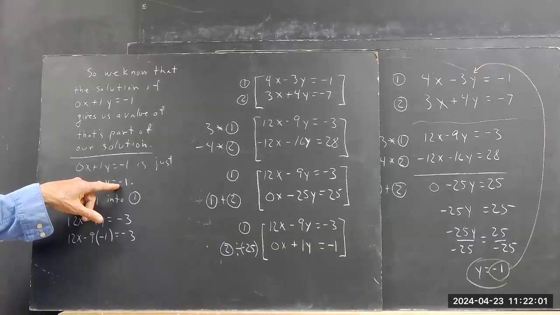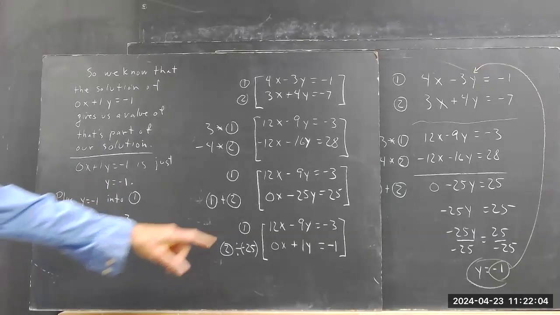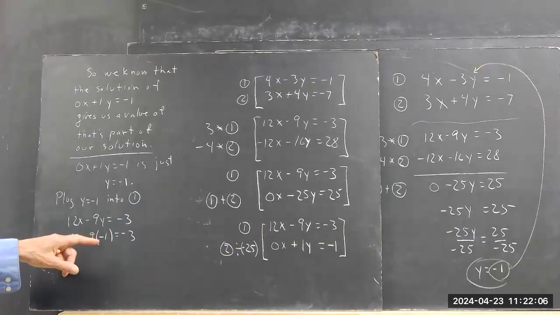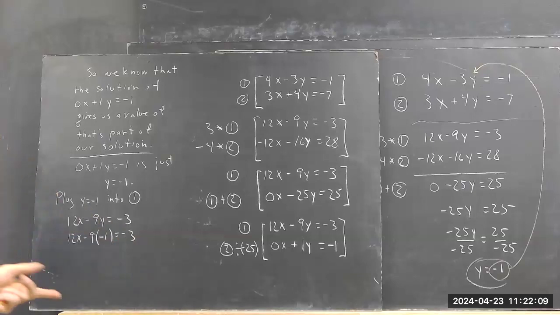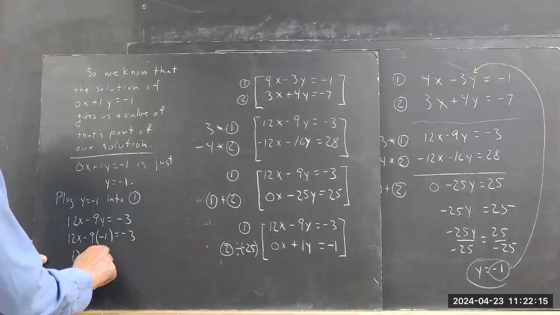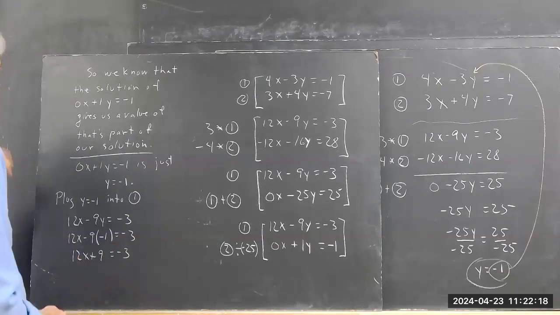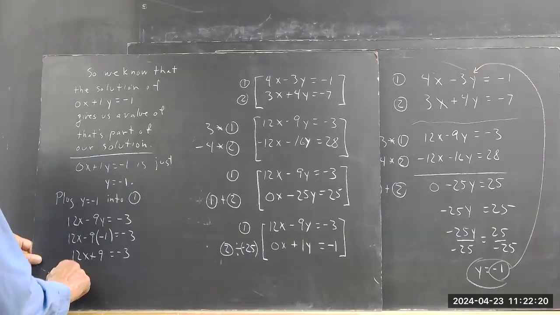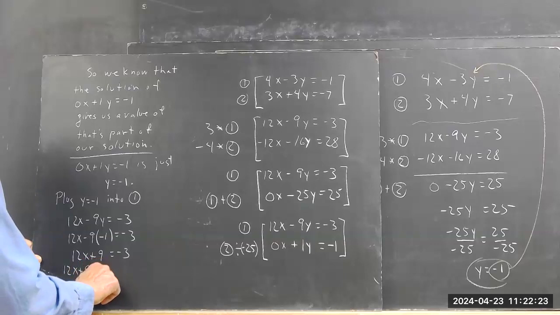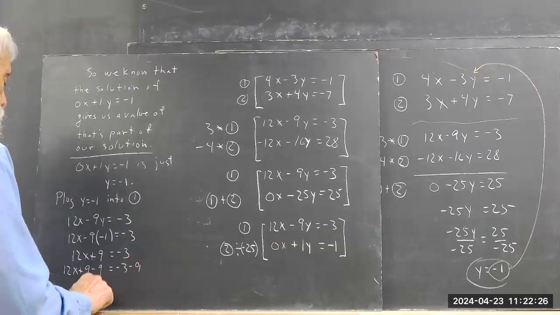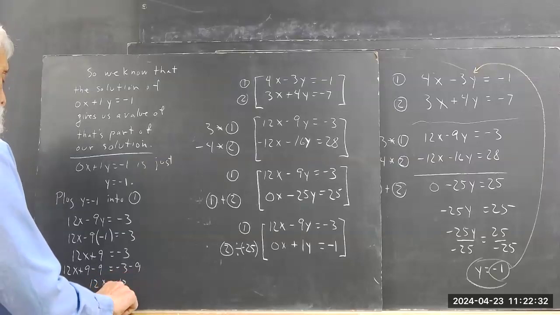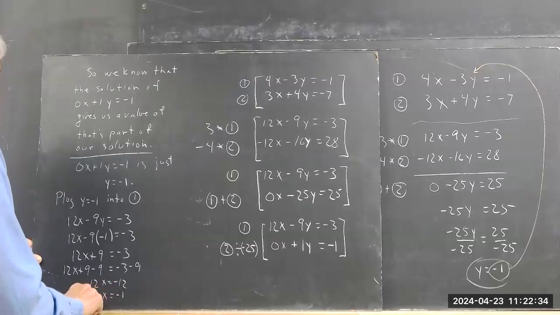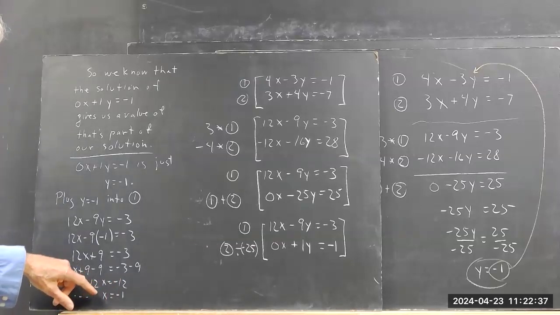Well, plugging y equals -1 into this equation, which I've repeated, gives us 12x minus 9 times -1 equals -3. The y is replaced by -1, giving us 12x plus 9 equals -3. Well, 12x plus 9 minus 9 equals -3 minus 9. 12x equals -12. We got x equals -1. I put 3 dots here because you do need the step where you divide both sides by 12. There we have it.